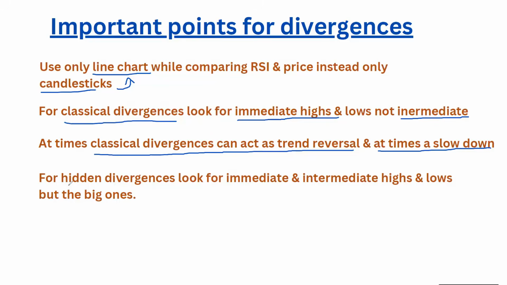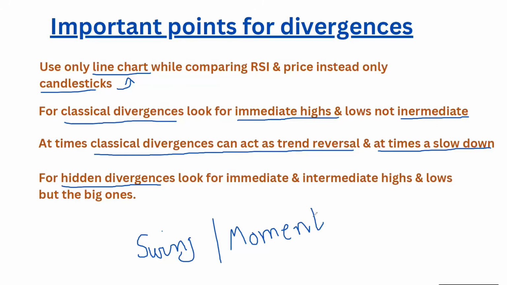And lastly, as I'm saying, hidden divergences, if you are generally a swing trader or a momentum trader, then hidden divergences are very, very important. Trust me. When you're looking at hidden divergences, if you are very, very lucky, then at times you will find immediate highs and lows where you have these hidden divergences, whether positive or negative in nature. But the majority of the time you will have to try to connect immediate highs and lows, which are the big ones. And you will ask, sir, which are the big ones? Trust me, with practice you will get a hang of it.